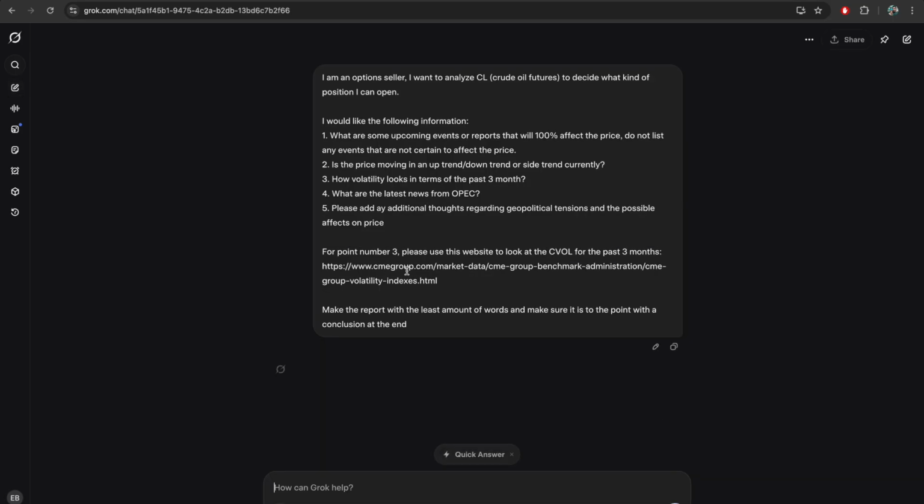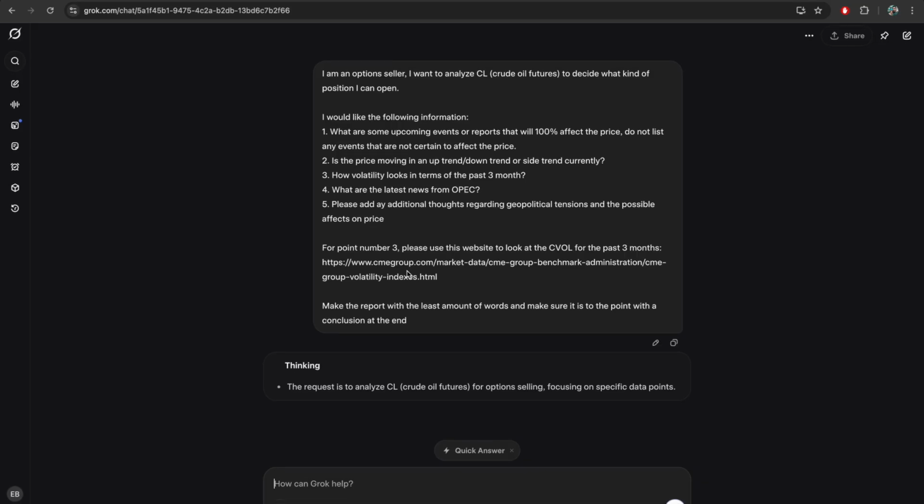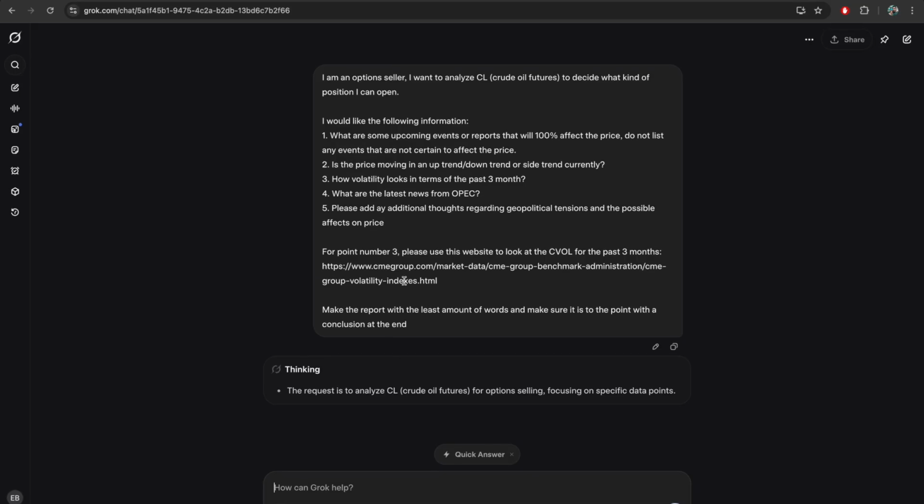Now I use Grok and ChatGPT. Sometimes one gives a better answer than the other, and sometimes they both give the same information. Generally, for some reason, Grok is more up to date, whereas OpenAI or ChatGPT is delayed by a day, so it doesn't know exactly what's going on. And obviously, we want the latest information.